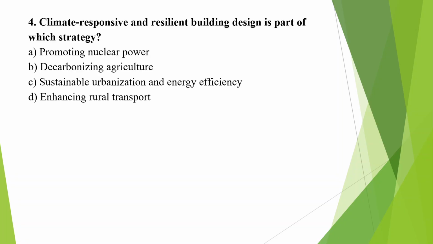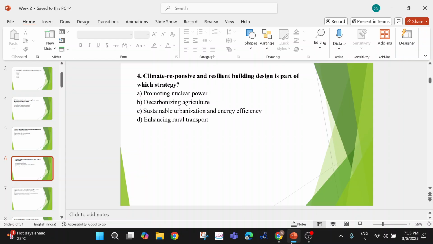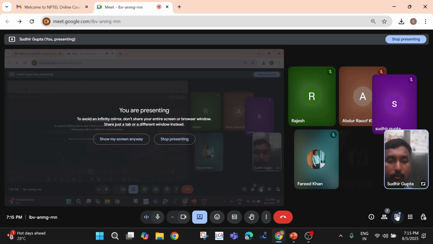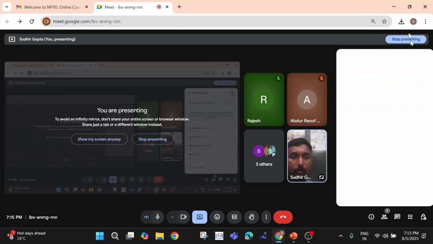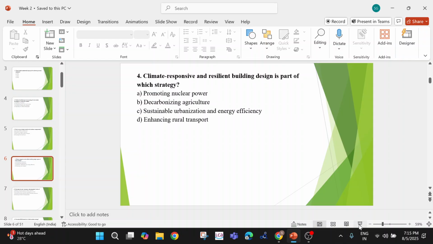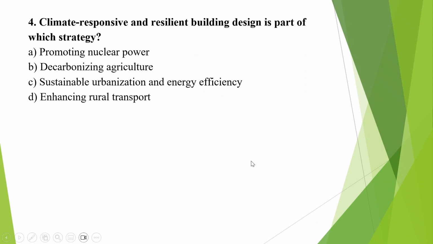So climate responsive resilient building design is a part of which strategy? As I can see, most of you have already answered question number 4, based on your understanding of the course, and all of you have given the answer C. Option C is the correct answer for this question, because the sustainable urbanization and energy efficiency strategy includes promoting climate responsive building design and efficient urban planning. Therefore, it is the appropriate option out of the 4 options given.